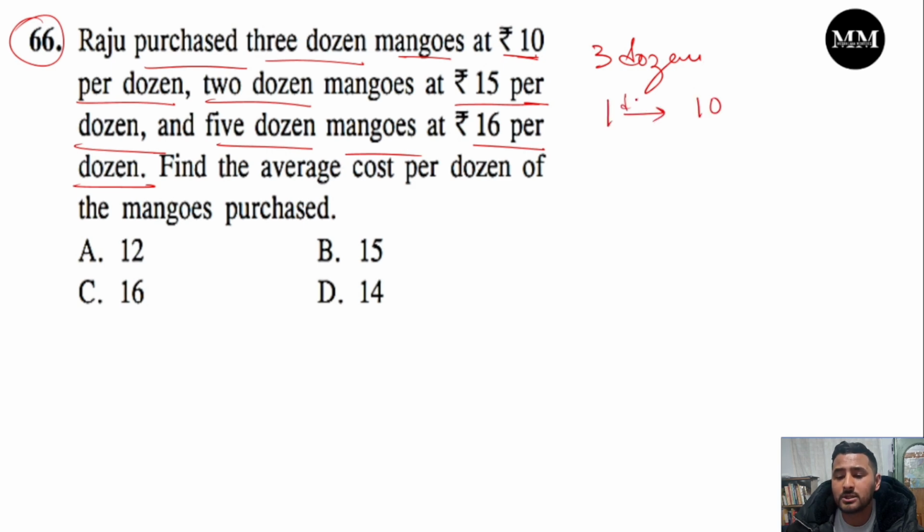Okay, for 1 dozen it cost him rupees 10. So for 3 dozen will be how much? 3 into 10, obviously you'll get how much? 30 rupees. Okay, so just explaining this one a little bit. So let's go, we'll do it from the beginning.